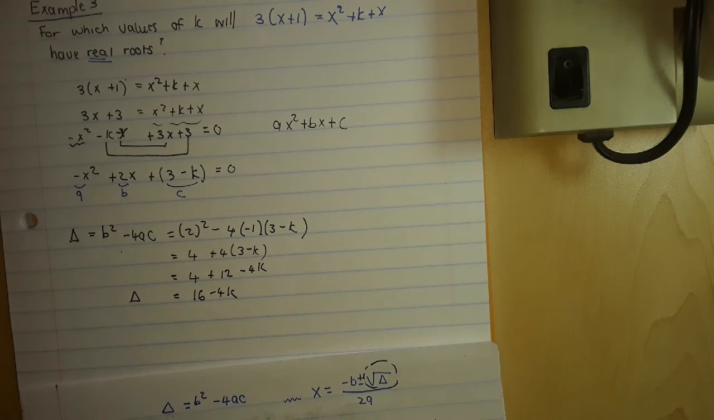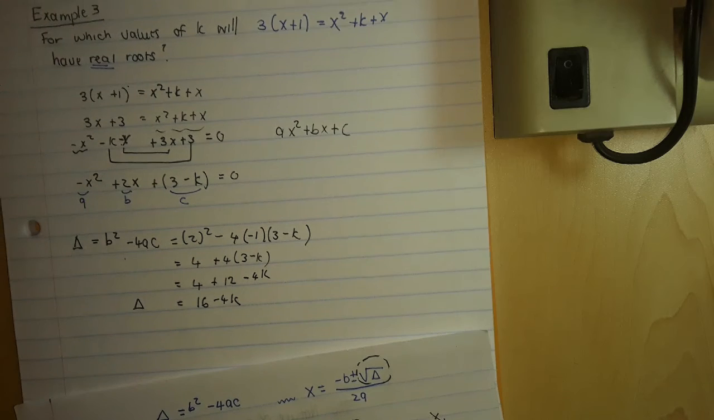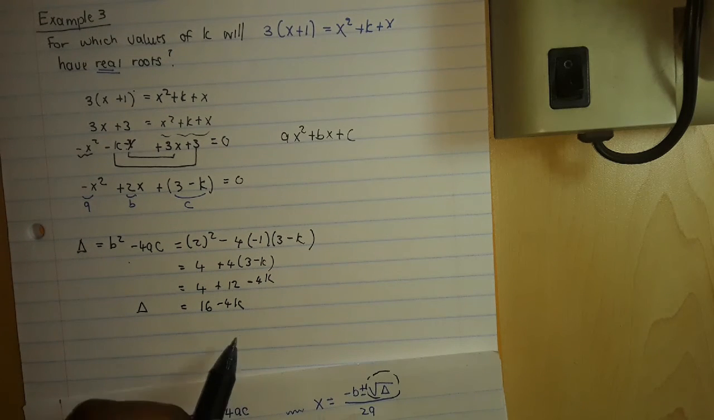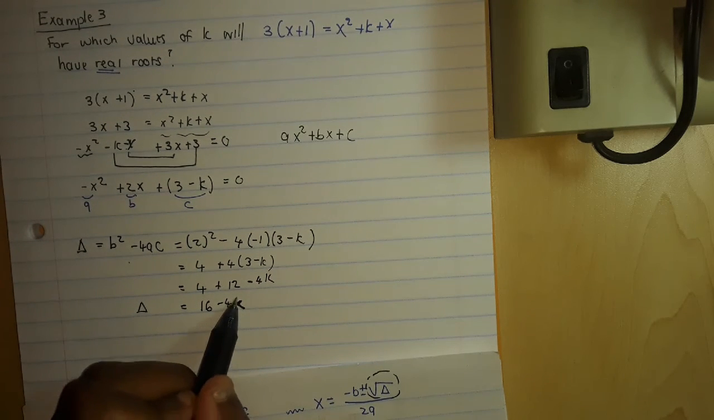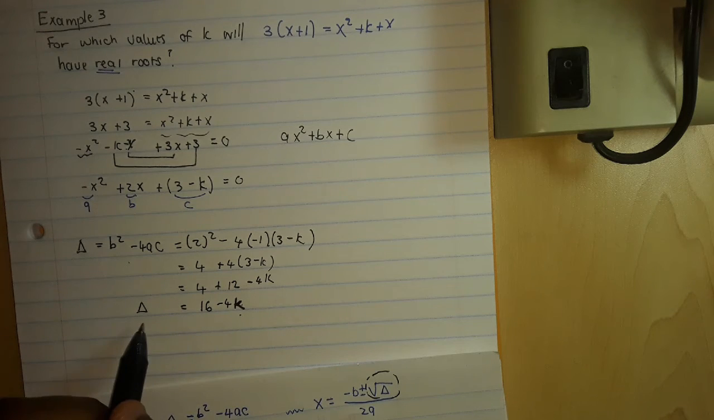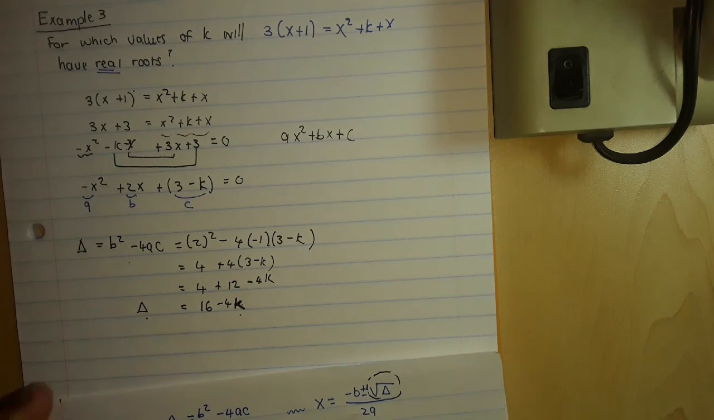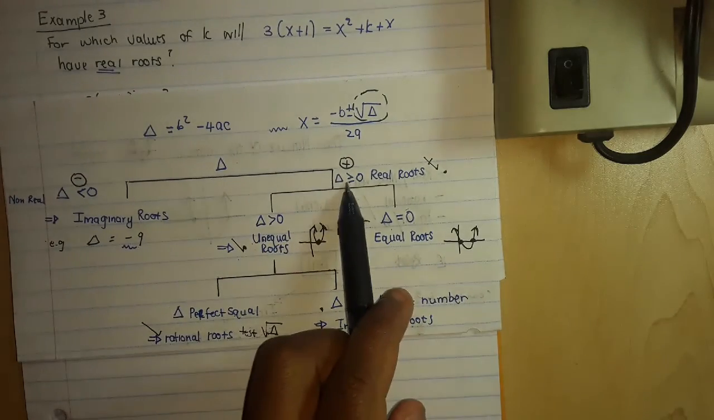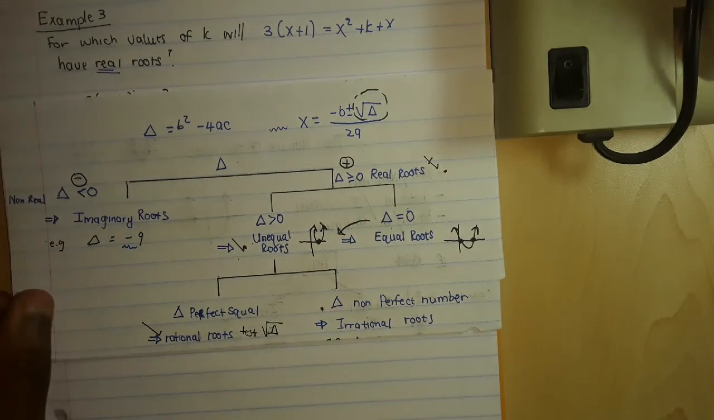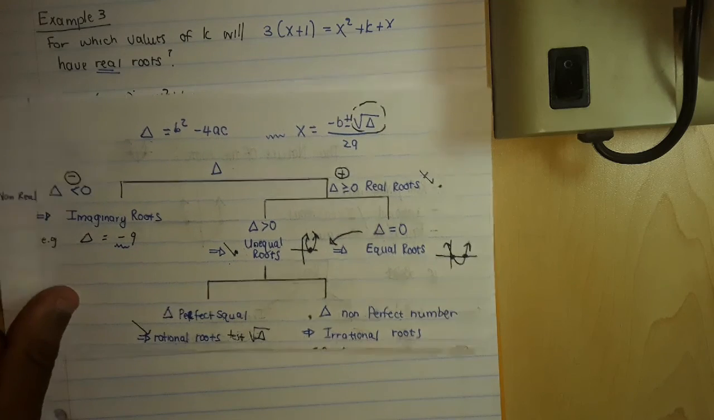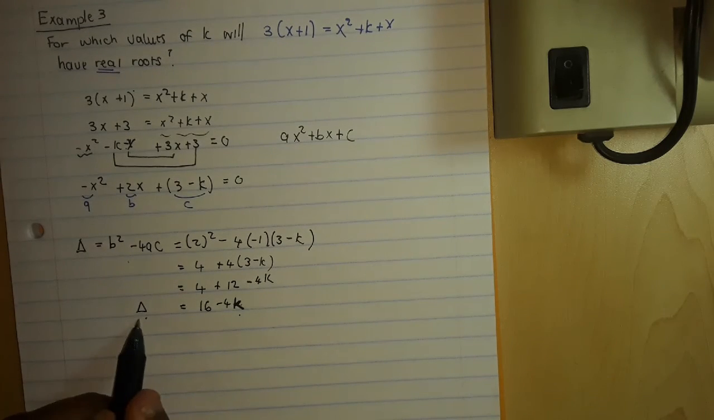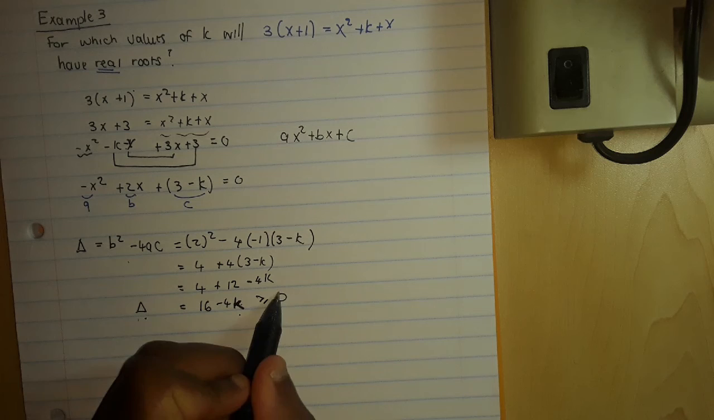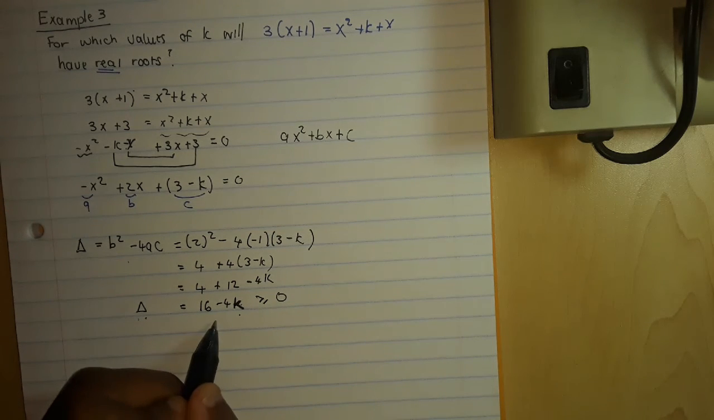And remember, we need to go back to our question. Our question is asking us, what values of k can we put in here to make sure that this has real roots? But remember that for real roots, delta must be greater than or equal to 0. So in order for us to determine those k values, we need to say delta must be greater than or equal to 0, and then we basically solve this.